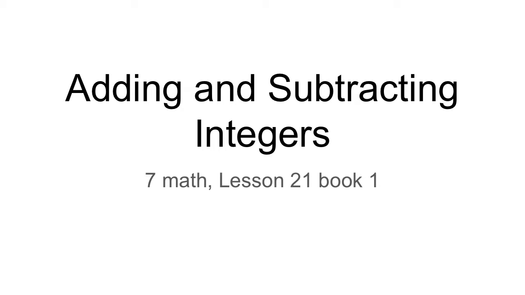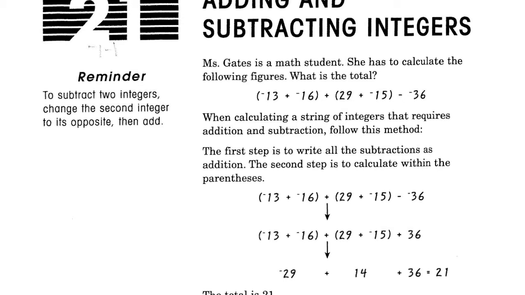All right, seventh grade math. This is lesson 21, adding and subtracting integers. All right, so there we have a reminder. It says, to subtract two integers, change the second integer to its opposite and then add.